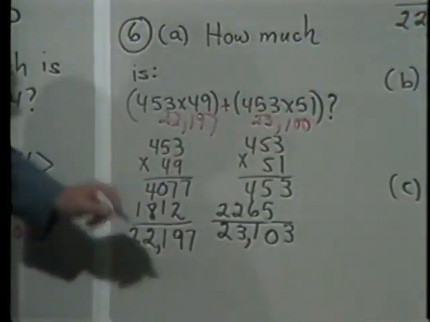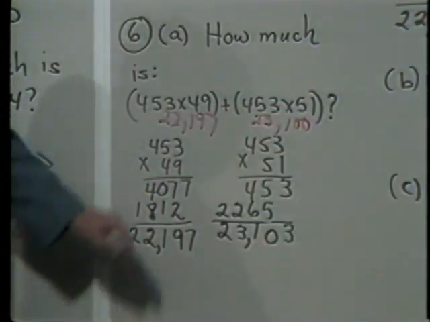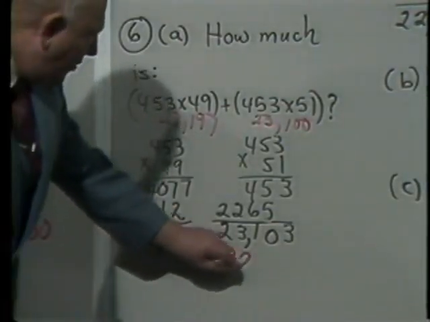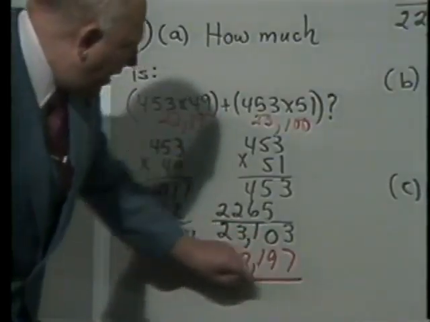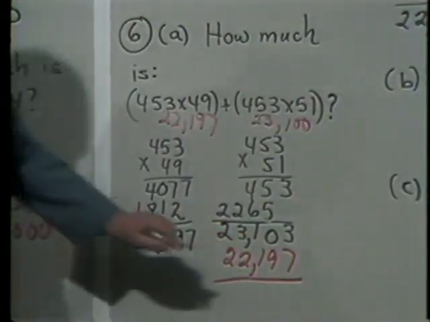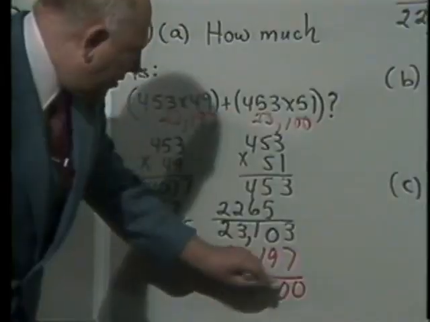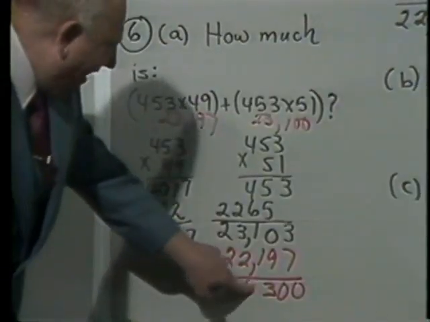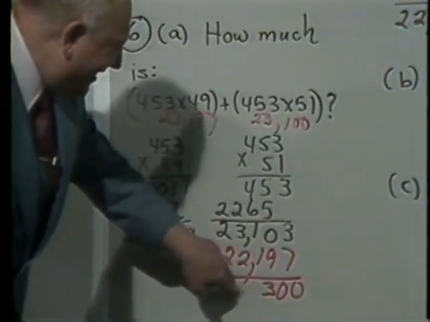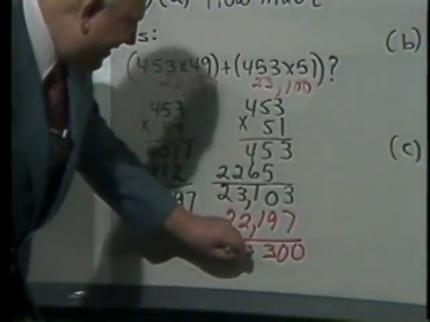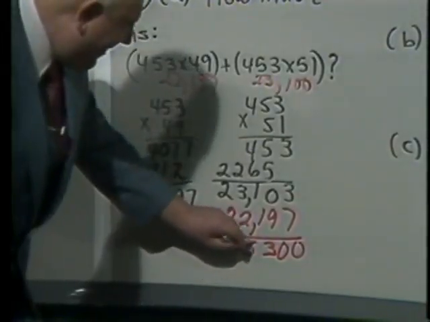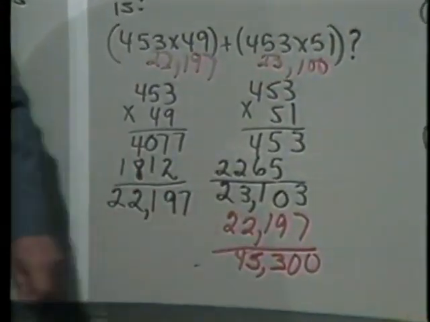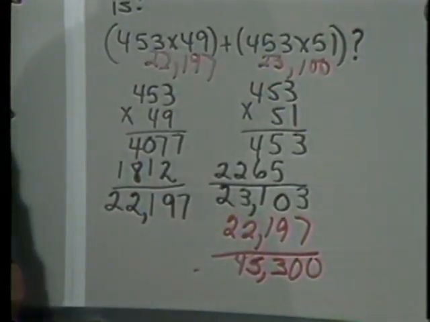23,100. Now, what am I supposed to do next? I'm supposed to add these two numbers together. I suppose it's easier to do in vertical form, you see, and if I add these all together, I get 0, 0, 3, 6, 5. This is not my day. That's okay. 5, 4. Okay? 45,300. And that's the answer to part A.